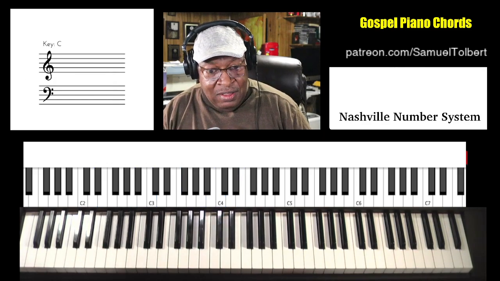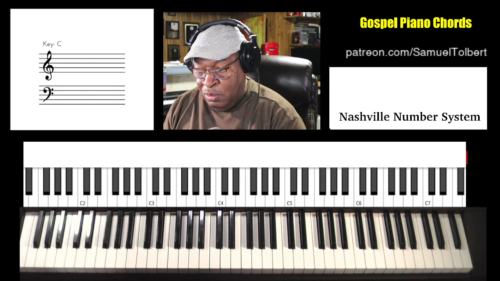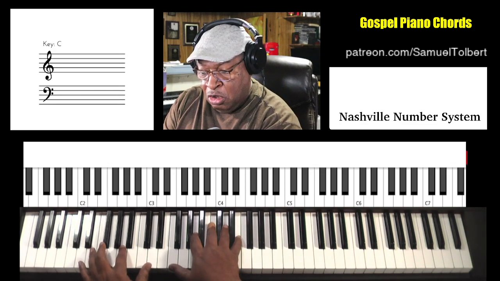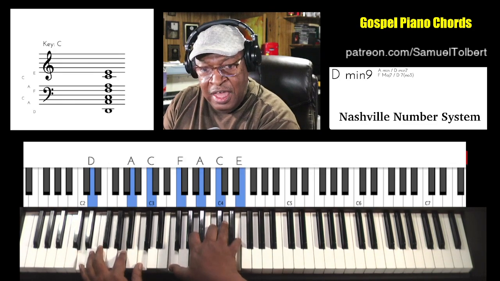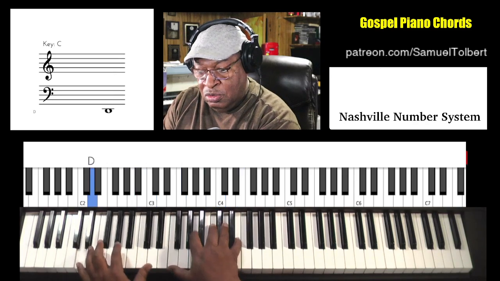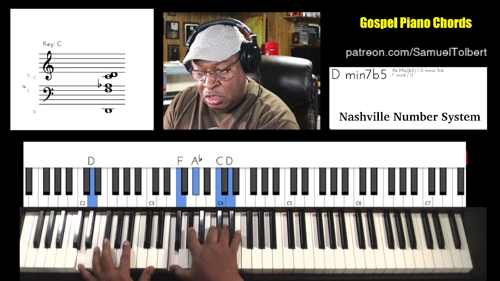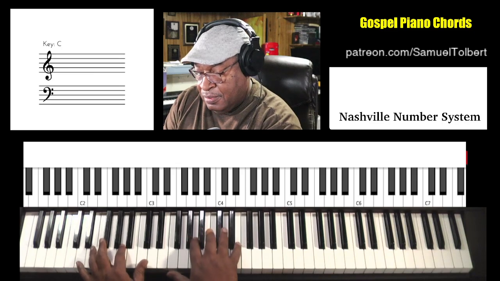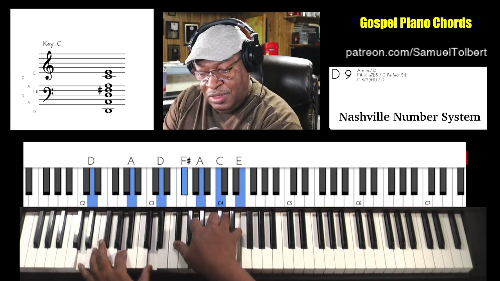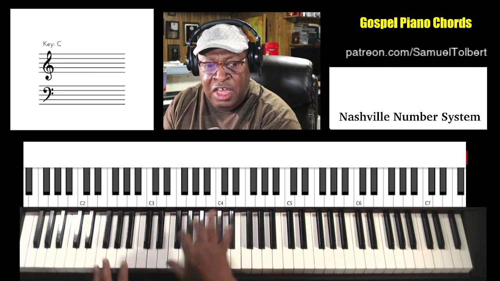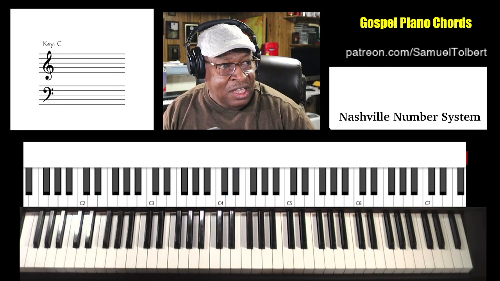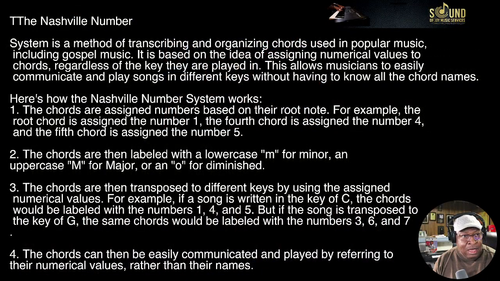So to me, using the Nashville number system, if I'm going to be in the 2, and I say, okay, we're all going to the 2, how do I know that's the chord in the 2? If that's the chord in the 2, let me see, there's another one. If that's the chord in the 2, as stated here, it allows the musician to communicate and play songs in different keys without having to know all the chord names.